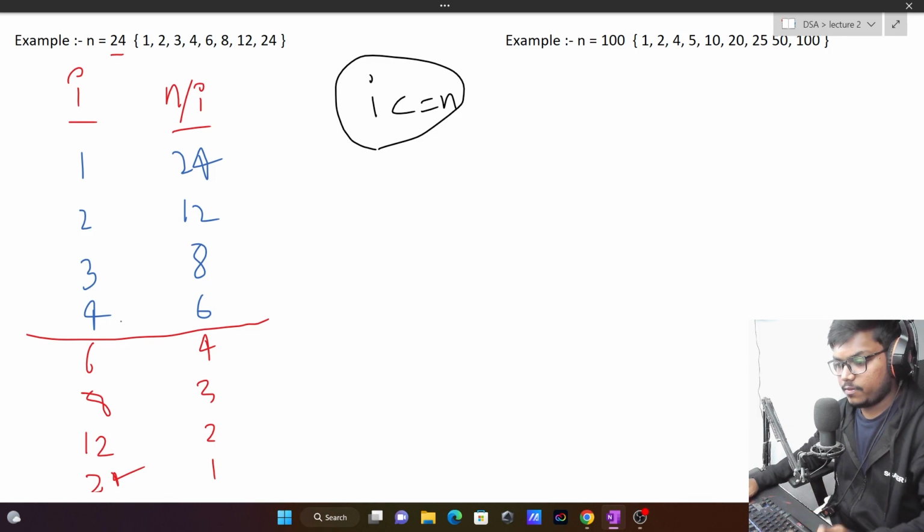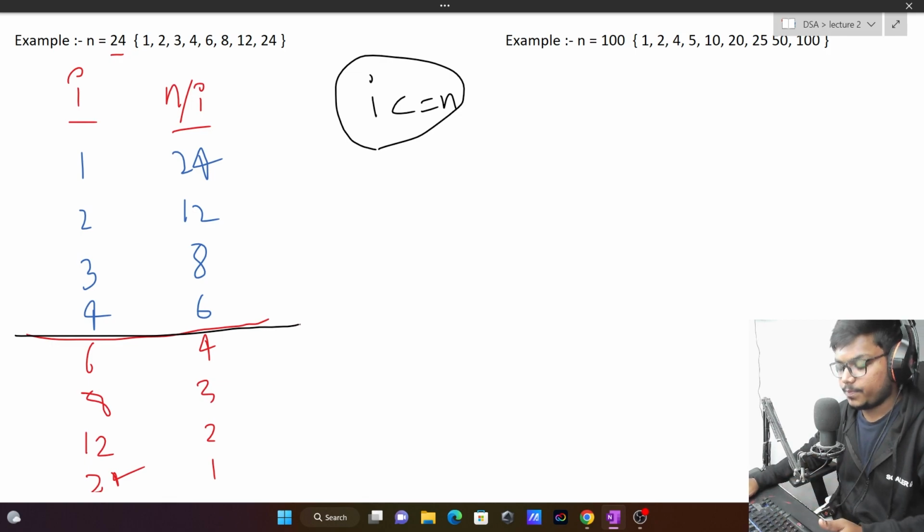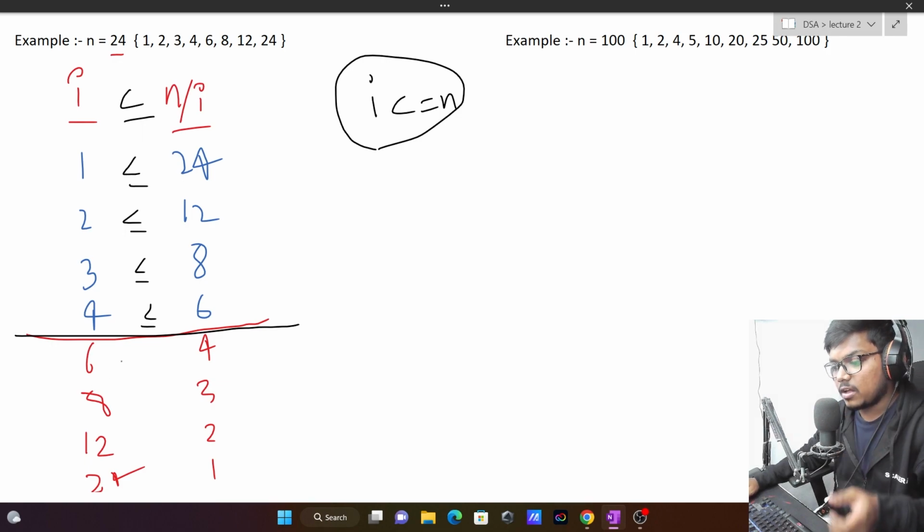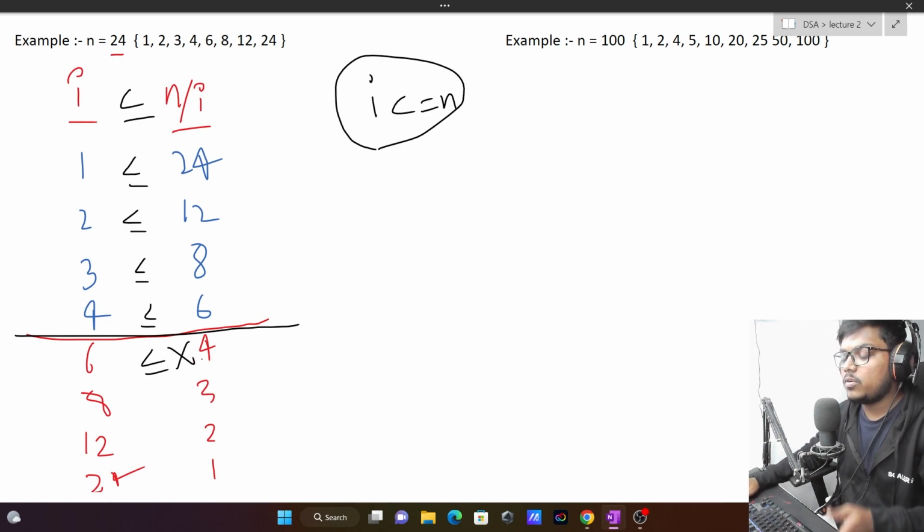The loop should end where? Where should the loop end to get only half done? So what is the condition that needs to be checked in the for loop? Basically, can you see here that I is less than or equal to n by I? Here 2 is less than or equal to 12, 3 is less than or equal to 8, 4 is less than or equal to 6. And when it comes to the other half, duplicate values are repeating, right? So here this condition is not satisfied. 6 is not less than or equal to 4, right?